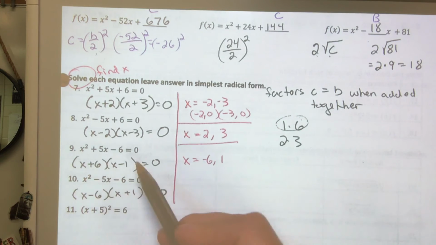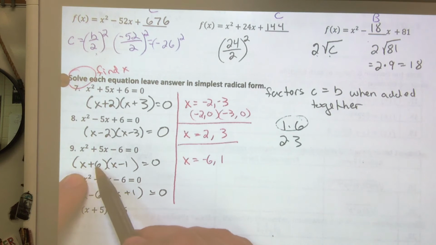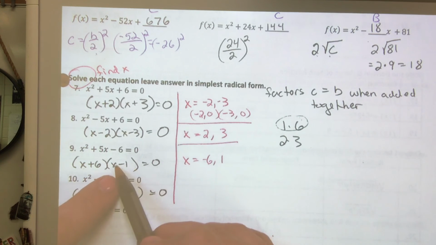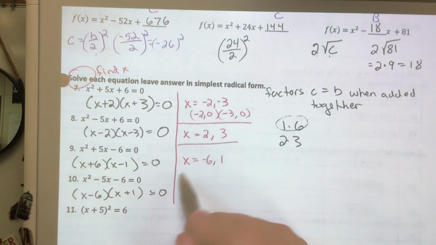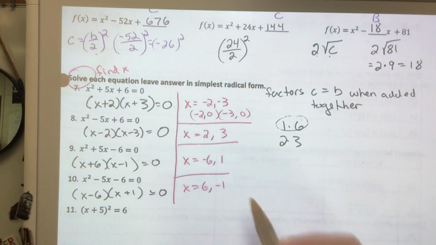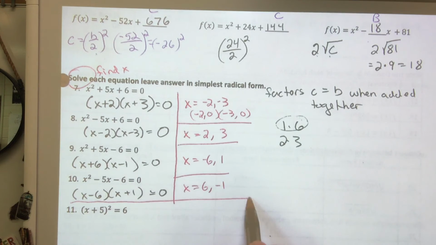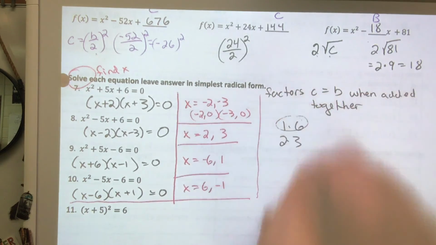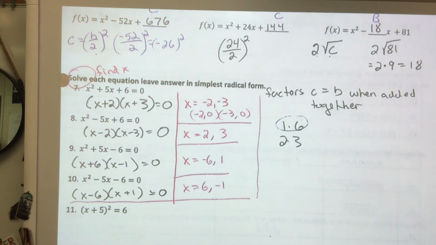And you can see I'm just taking it. Negative 6 plus 6 is 0. 1 minus 1 is 0. That's all I'm doing. And then x equals 6 and negative 1 for the last one. So that is 7 through 10.